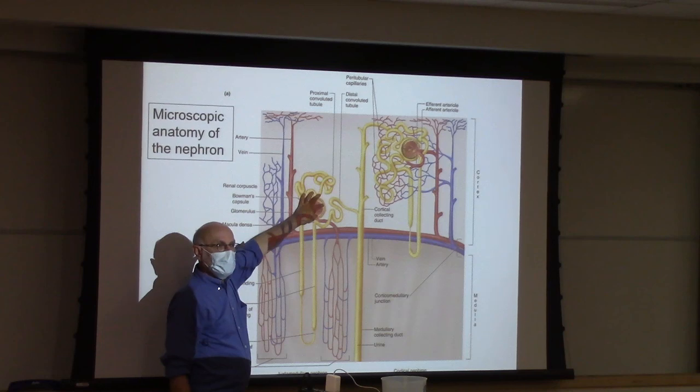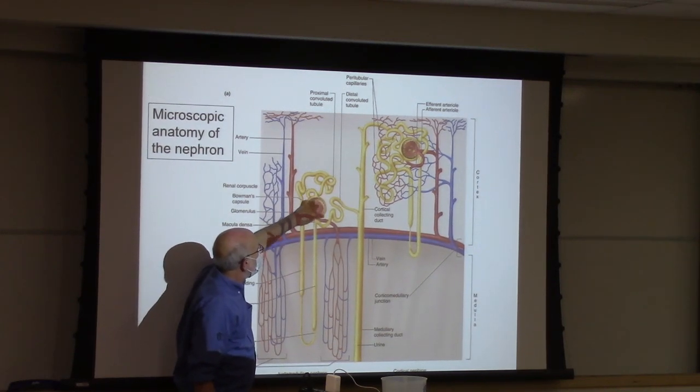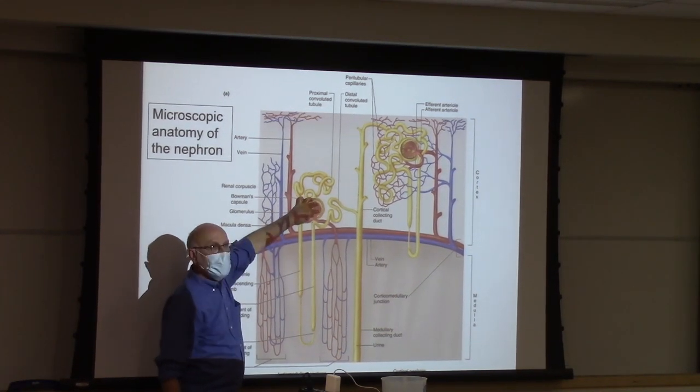So the renal corpuscle is comprised of Bowman's capsule, Bowman's space, and glomerular capillaries.